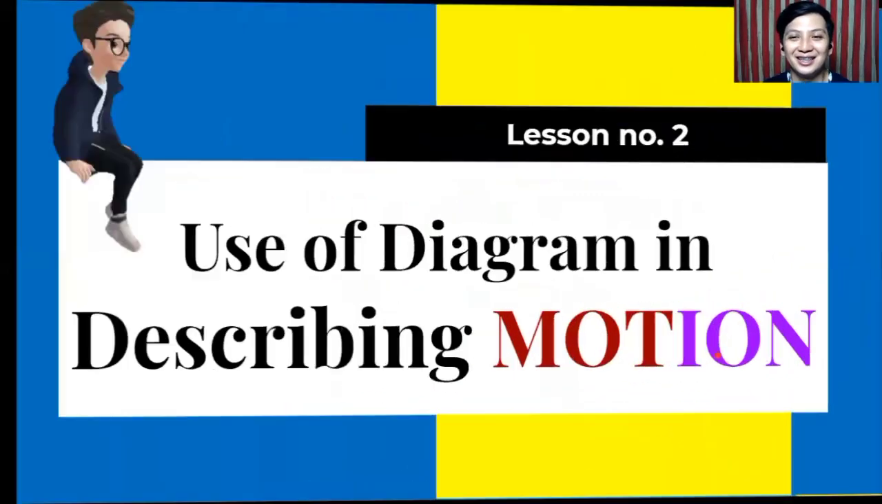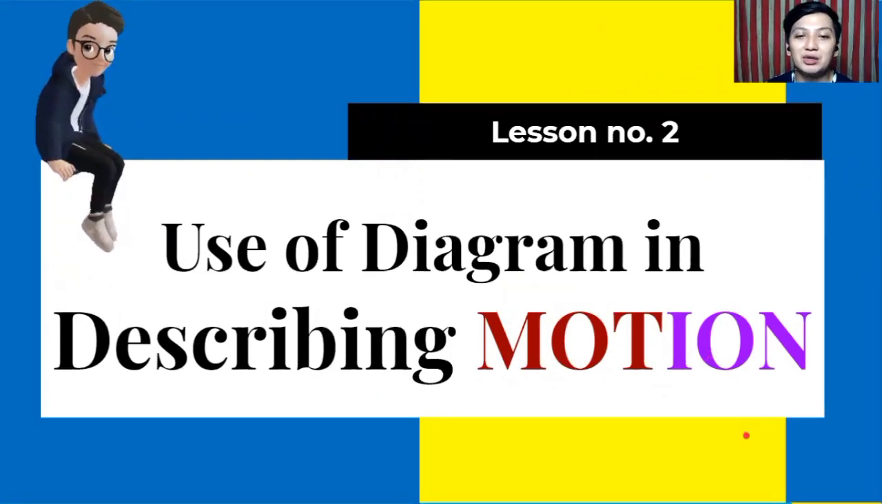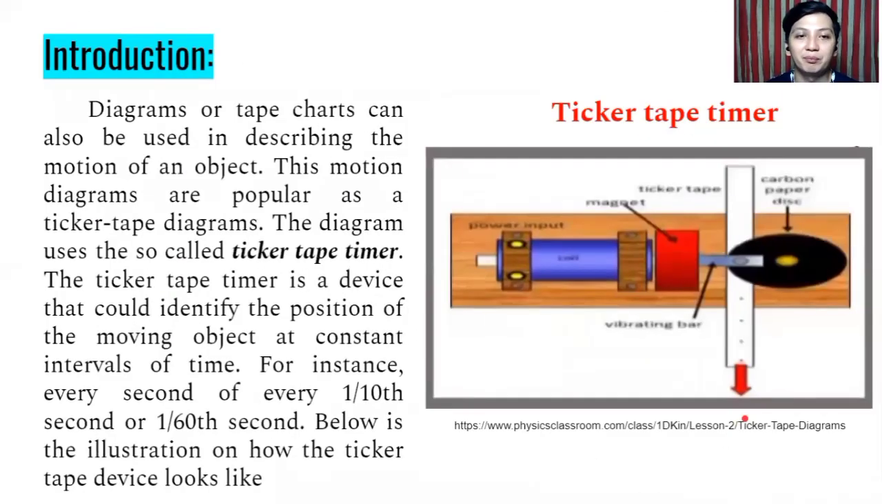Okay. So for lesson number 2, we are going to tackle the use of diagrams in describing motion. So this is part of the introduction. Diagrams or tape charts can also be used in describing the motion of the object. So the use of tape charts or the diagrams here on our right side, which is the ticker tape timer. So these motion diagrams are popular as ticker tape diagrams. So the diagram uses the so-called ticker tape timer.